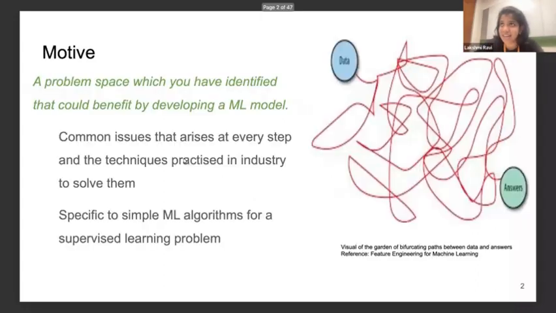So let's get started. The motive of my talk is, let's say you are an ML practitioner or you are a product manager, and you have identified a space that could benefit.